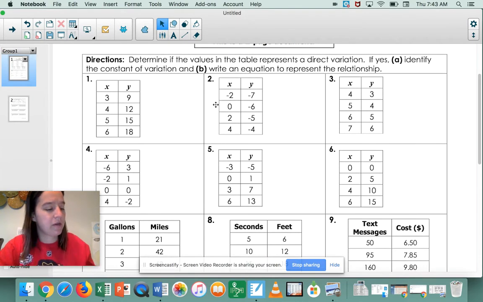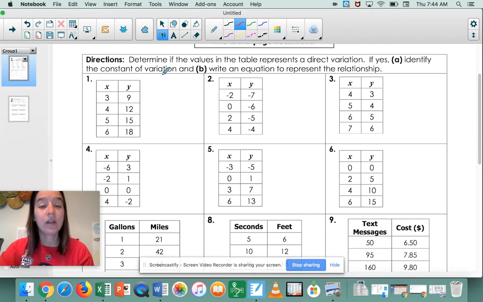And so this is going to be our last day on direct variation. So I do want you to make sure that you ask for help if you need it. But so we have different types of problems, and we're going to go ahead and do a couple of them. So for this first set, it says determine if the values in the table represent a direct variation. If yes, identify the constant of variation. And then write an equation to represent the relationship.